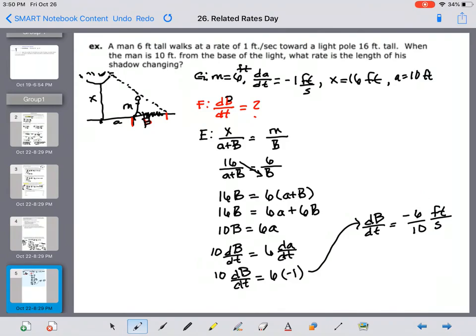If we want to simplify that, -6 over 10 gives us -0.6 feet per second.